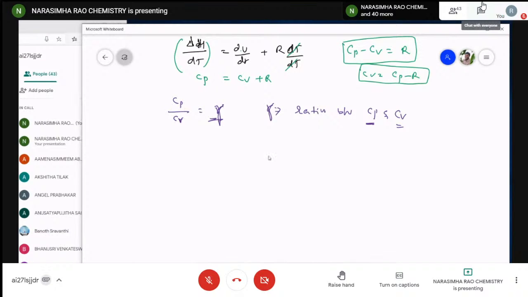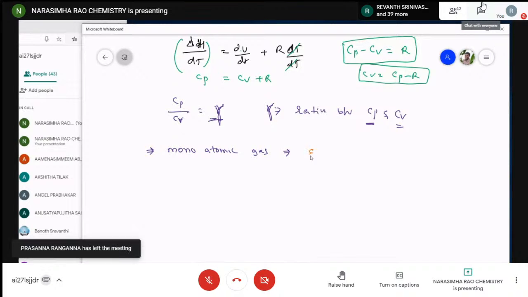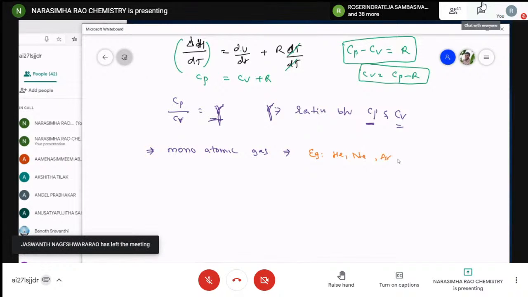Right. So first you have to learn about monoatomic gas. What is monoatomic gas? Monoatomic gas means atomicity is one. Atomicity is one means, for example, helium, neon, argon, krypton, and radon.